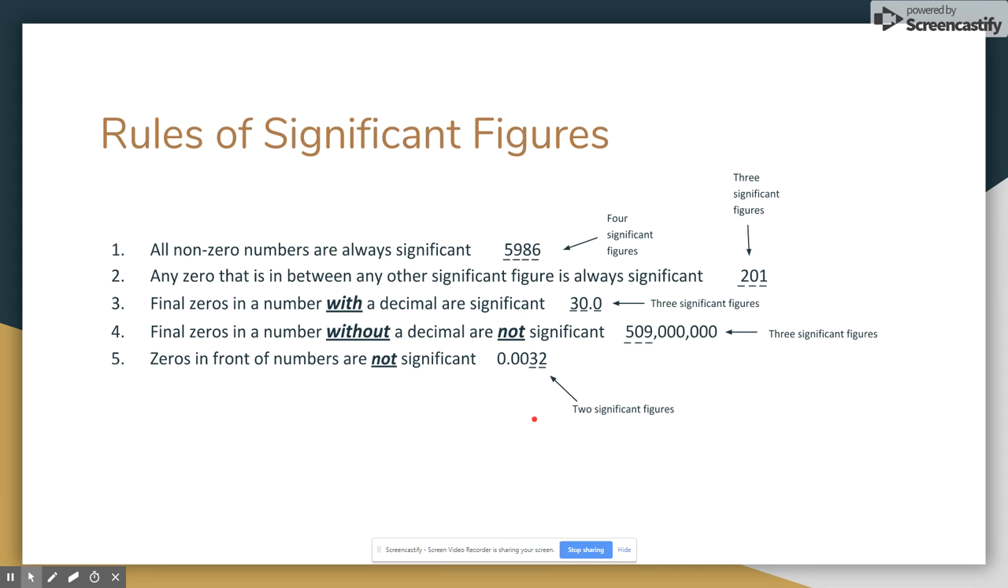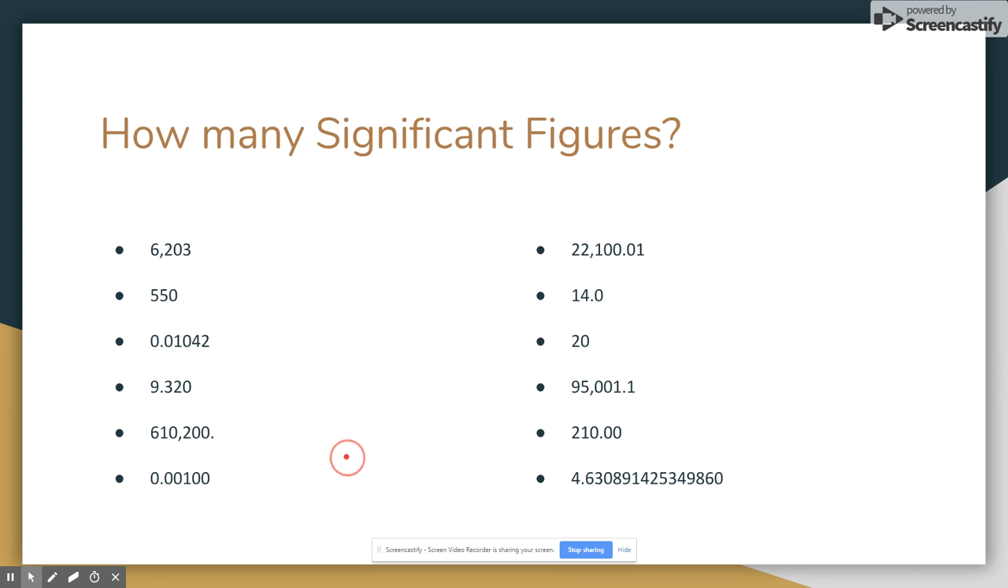Third is that final zeros in a number with a decimal are significant. So because this number has a decimal, any final or ending zeros will also be significant. Four, final zeros in a number without a decimal are not significant. So pretty much the opposite of number three. Because this number has no decimals, these final zeros right here are not significant. Five, zeros in front of numbers are not significant, and it doesn't matter if there's a decimal or not. If the zeros are the first few numbers, they are not going to be significant.